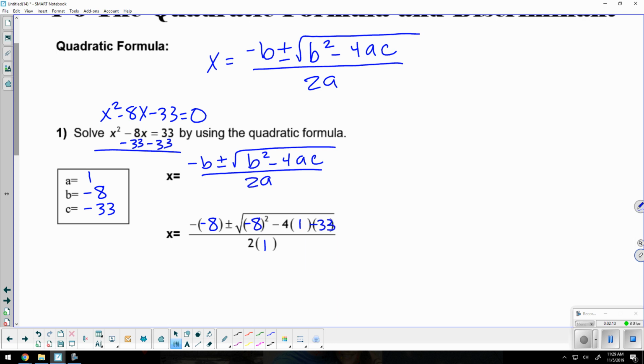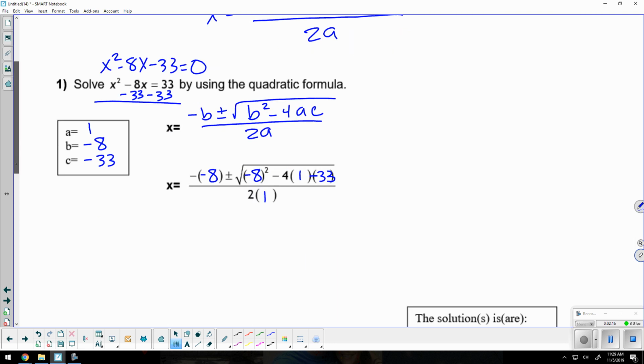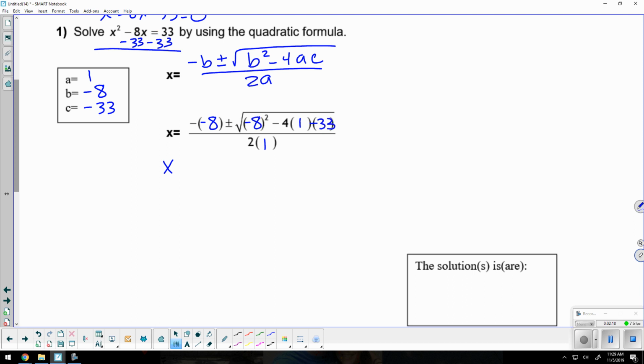In my next step, x equals positive 8, since negative negative 8 is positive 8. Underneath the square root, negative 8 squared is positive 64. And then you're technically multiplying negative 4 times 1 times negative 33. Negative 4 times 1 is negative 4, and negative 4 times negative 33 is positive, so 4 times 33 is 132. 2 times 1 is obviously 2. Step by step, we're going to work this thing down.